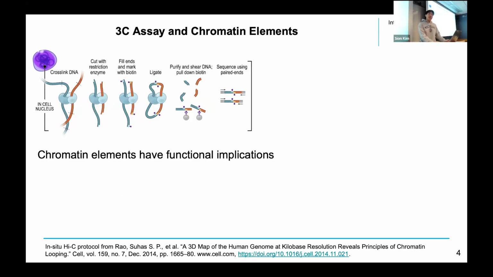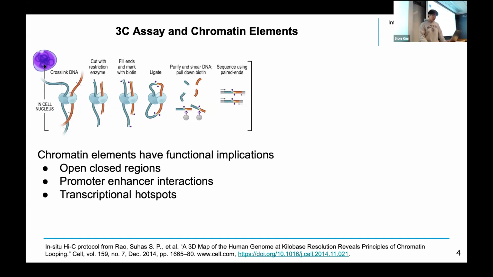There have been some chromatin elements. I'm being quite vague, but these chromatin elements have functional implications. So really, we have some kind of open and closed regions. We have a bit more specifically promoter-enhancer interactions. We also have these kind of transcriptional hotspots that have been viewed in different kind of perspectives.